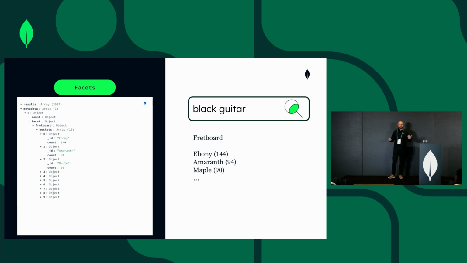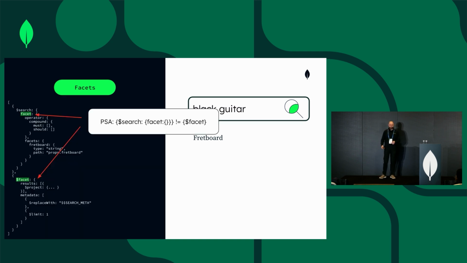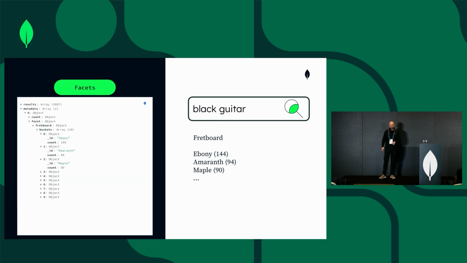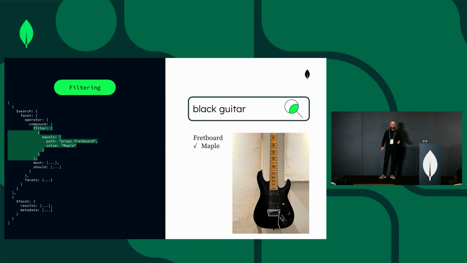So ebony, amaranth, maple, a bunch of options, different types of wood. Judging by my outfit, you can guess what my favorite color is going to be. No, I'm actually not gonna go with ebony because, if I go on stage with black outfit, black guitar, black everything, I'm just gonna disappear and be a floating head with a bunch of guitar strings. So I'm gonna go with maple, nice contrast.